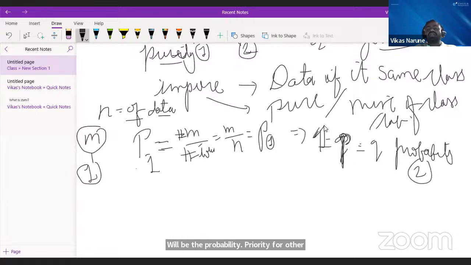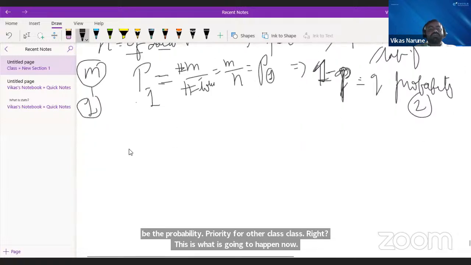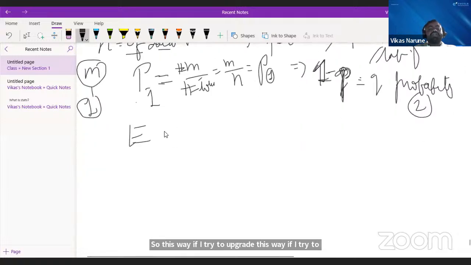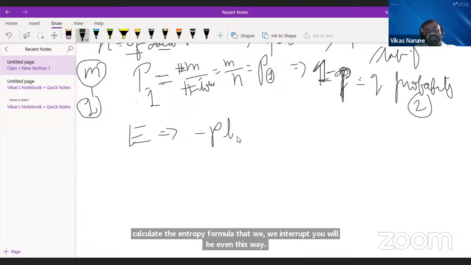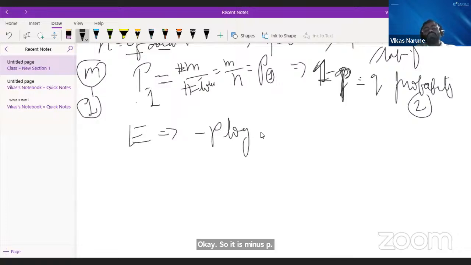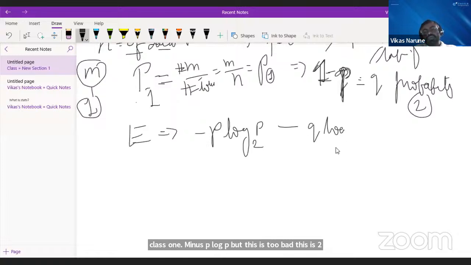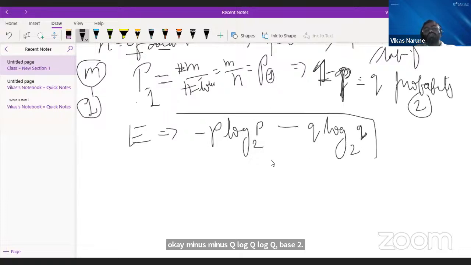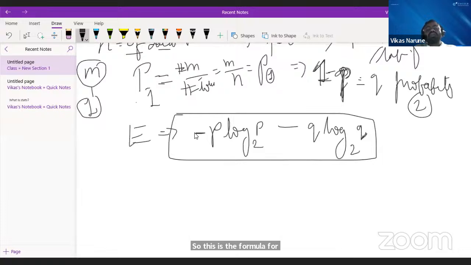So this way, if I try to calculate the entropy, the entropy formula, guys, E, will be given this way. It is minus P log P, where P is the probability of class 1, minus P log P, but base is 2, guys. Base is 2. Okay. Minus Q log Q, base 2. So this is the formula for entropy, and you have to calculate the entropy this way.